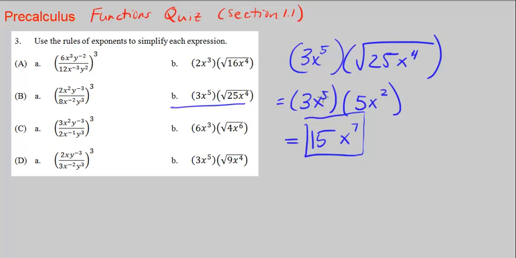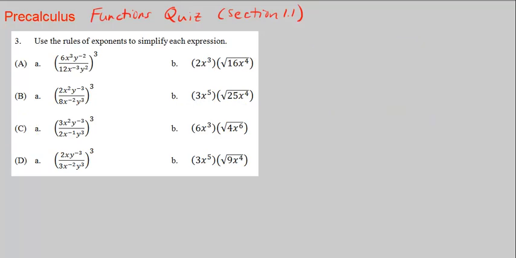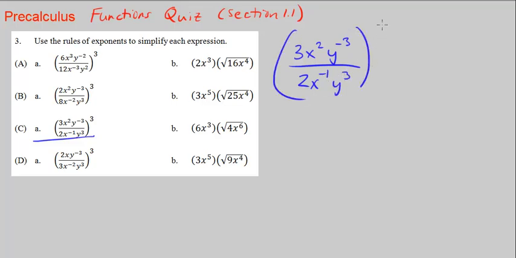Okay, so now let's look at version C of this quiz. Version C, part A, so it's 3x squared y to the negative 3 over 2x to the negative 1 y cubed. So that's equal to, we can't simplify 3 halves. X to the negative 1, I'm going to bring up, so it's going to be up here.